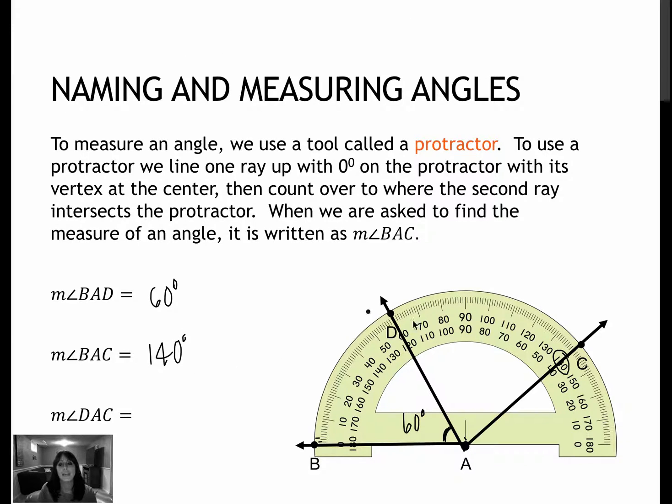And then DAC, DAC is this angle. And I have a couple of choices here. I can either start at 60 and then count. So from 60, I would go 10, 20, 30, 40, 50, 60, 70, 80. So it's 80 degrees. My other option would have been to take the 140 and subtract the 60 that I already knew to find that what was left over is 80.